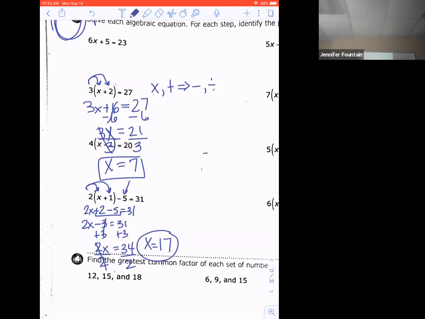Underneath that one, 5 times x minus 2 equals 45. Distribute the 5, so you end up with 5x minus 10 equals 45. Add 10 to both sides, divide by 5, and you end up with x equals 11.